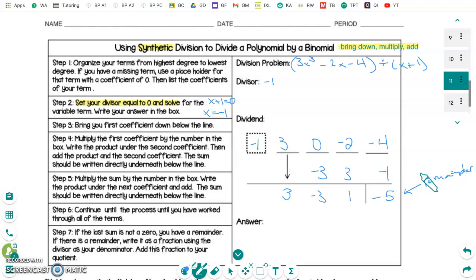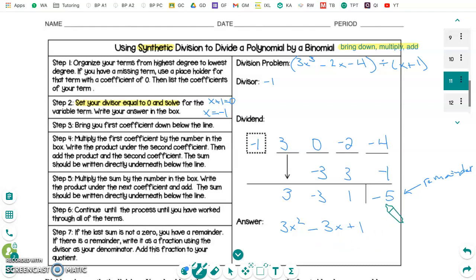Okay, sorry, that's so messy. That's your remainder. This is going to be your constant term. This is going to be your x term. This is going to be your x squared. So your answer is 3x squared minus 3x plus 1.